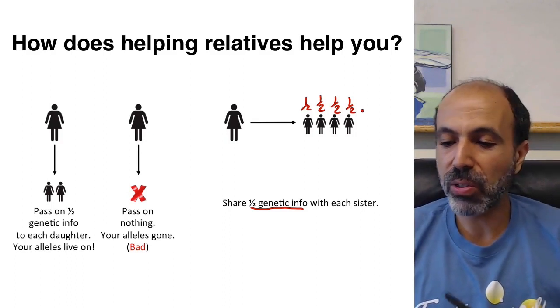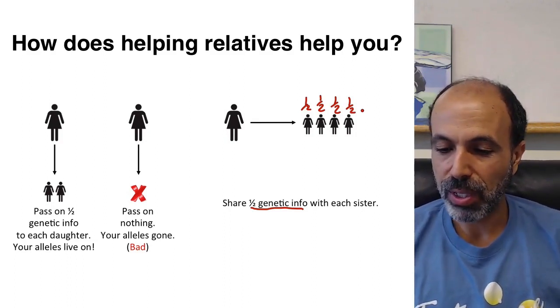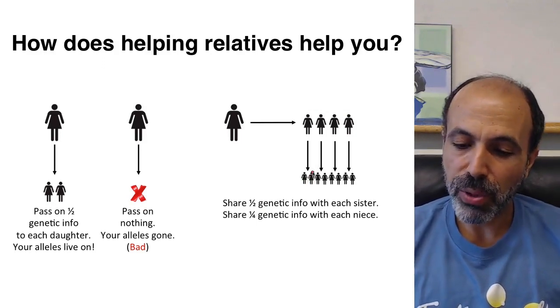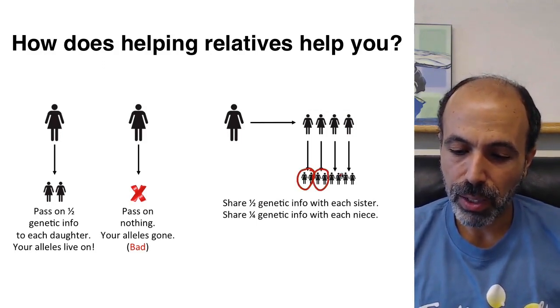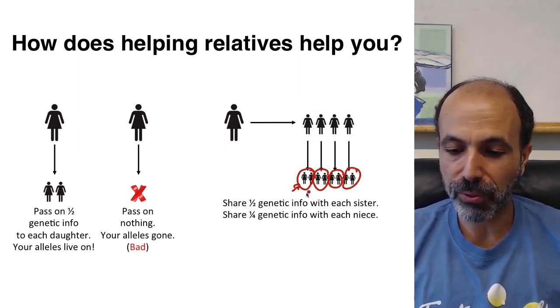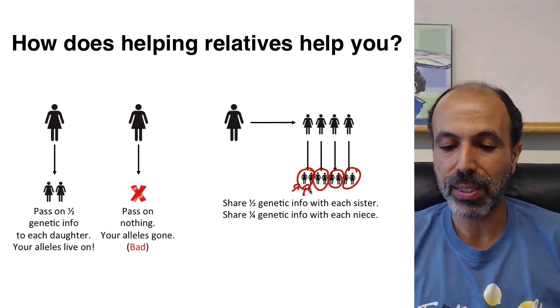Now let's say each of your sisters has the potential to be selfish, and they're going to have 2 kids each. With each of these nieces, you share 1/4 of your genetic information. So this one has 1/4 of your genetic information. This one has 1/4 of your genetic information, etc.